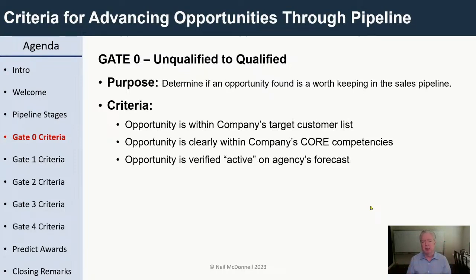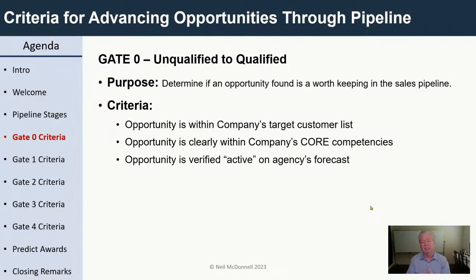The purpose of gate 0 is to determine if this opportunity that we found is worth keeping in our sales pipeline. Do we want to keep pushing it forward? And some of the criteria you must figure out is, first off, it's got to be on your target list. If you don't have a target list, put it together. An example might be we're going after these 2 major commands in the Air Force and the Army and 1 DHS agency or something. If it's not there, even if it looks good, you've got to walk away because it's not on your target list.